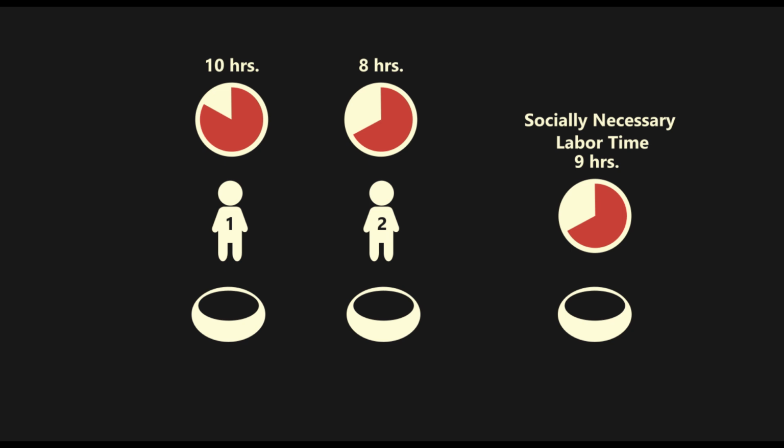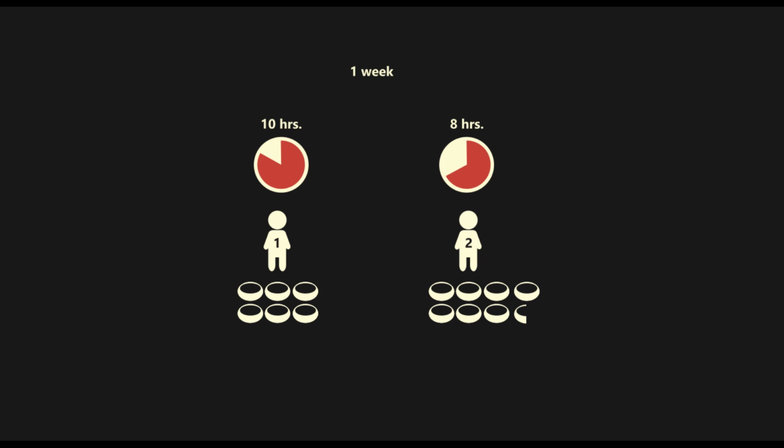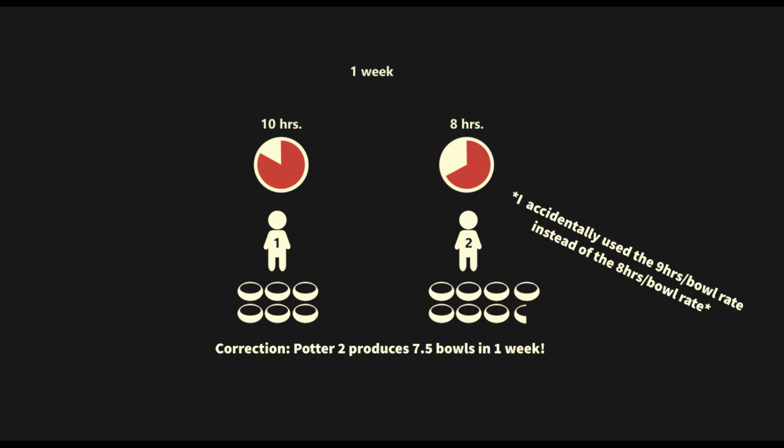What this means is that the first potter produces bowls slightly slower than the social average, whereas the second potter produces bowls slightly faster than the social average. This does not affect the value of the bowls they produce, but it does affect the amount of bowls the potters can produce in a week. Considering a 12-hour workday, potter 1 can produce 6 clay bowls a week. In the same time frame, potter 2 can produce 6.7 clay bowls.